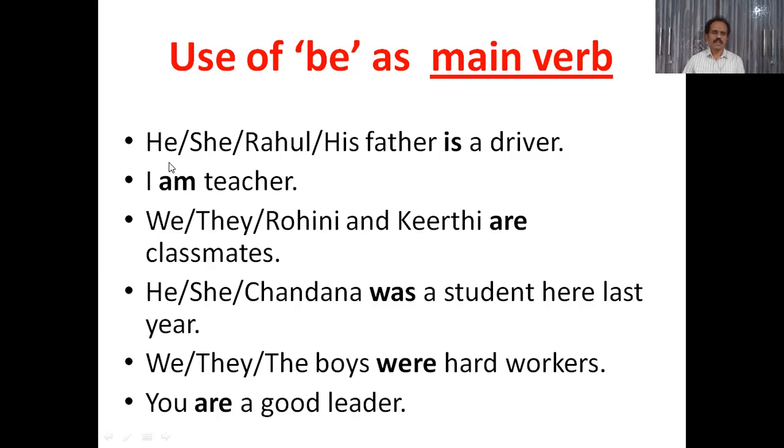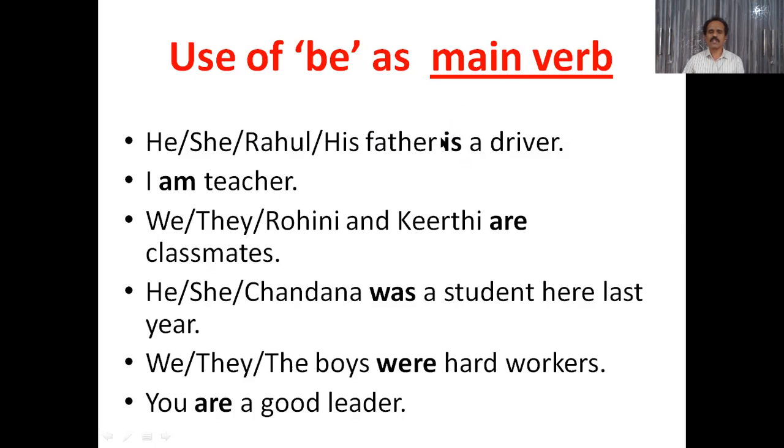Okay, fine. So just observe these words: he, she, Rahul, his father. We say these nouns or pronouns are in the subject place. Let us take he, she, Rahul, his father. Anyone of these is a driver. Let me read: he is a driver, she is a driver, Rahul is a driver, his father is a driver. So he is, this is a B form, and here it is functioning as the main verb.